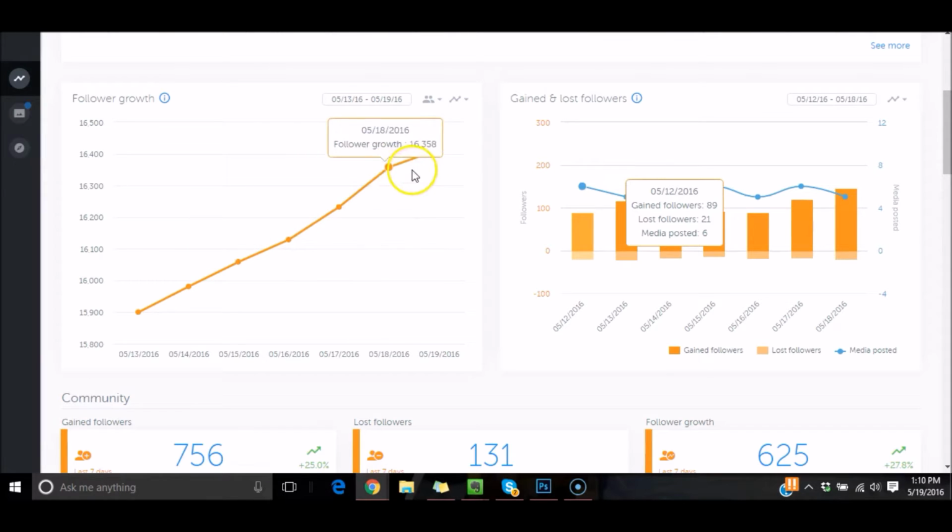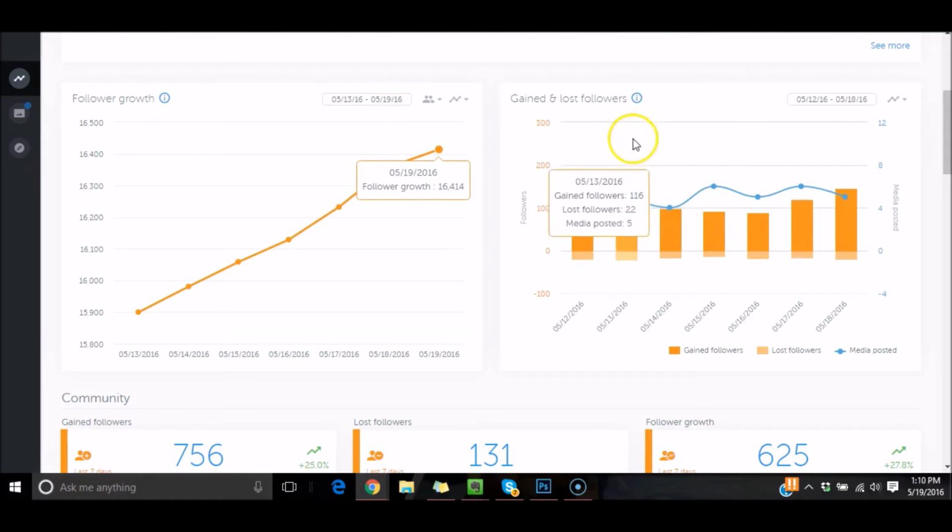All right. So you see how this goes up, and you always want to see that your growth is going up. If you see that it's going down, that's when you want to know what's going on. What am I doing that made my growth drop? What's happening? All right. So that's why reviewing your analytics is so important.